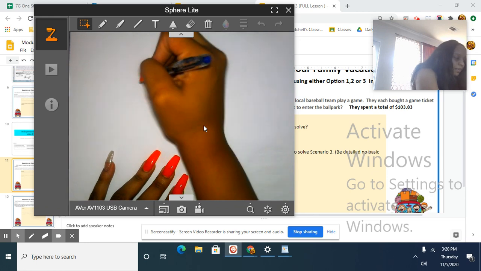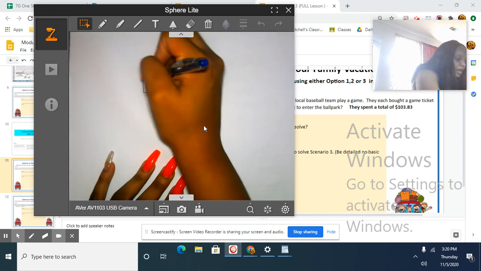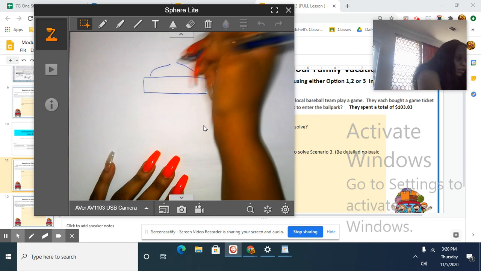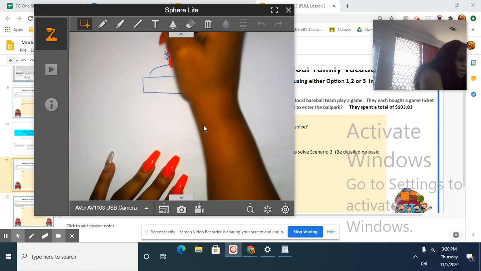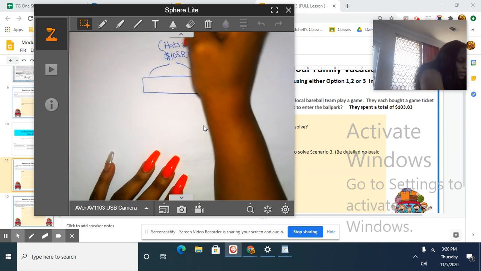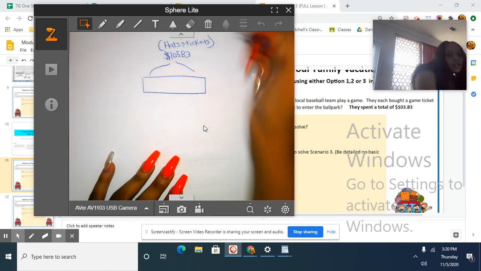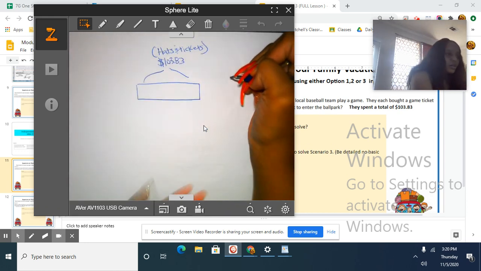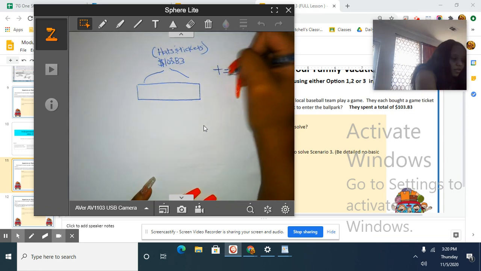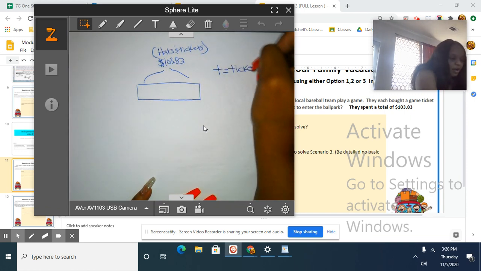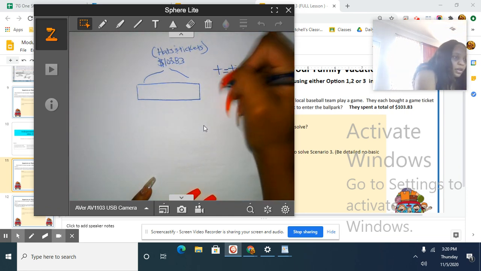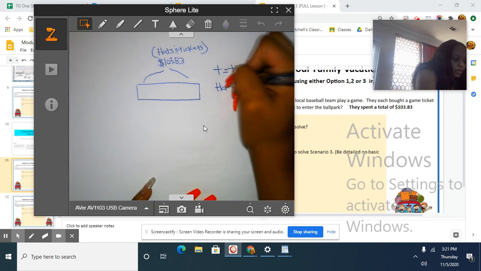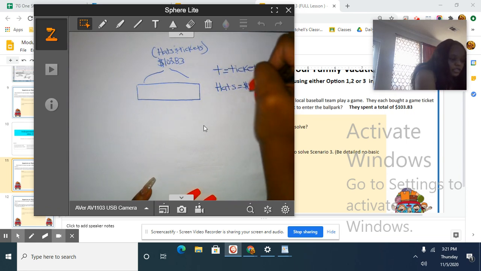First, I'm going to draw my tape diagram and label the total value $103.83, because that is the total for the hats and the tickets. I'm going to use whatever information I already know. I don't know the ticket cost, so I'm going to use a T for ticket as my unknown value and my variable. Then I'll also write down hats and put $10, because I know that's how much the hats cost.